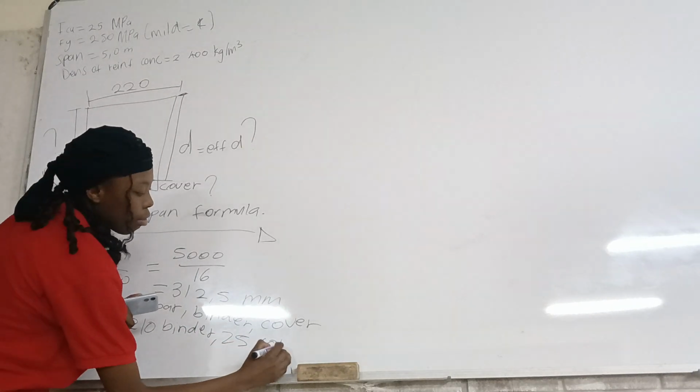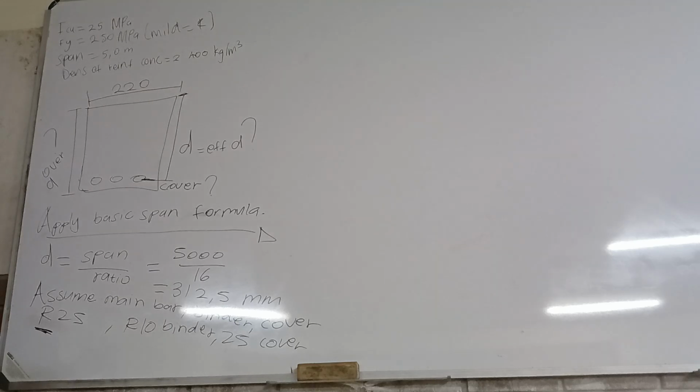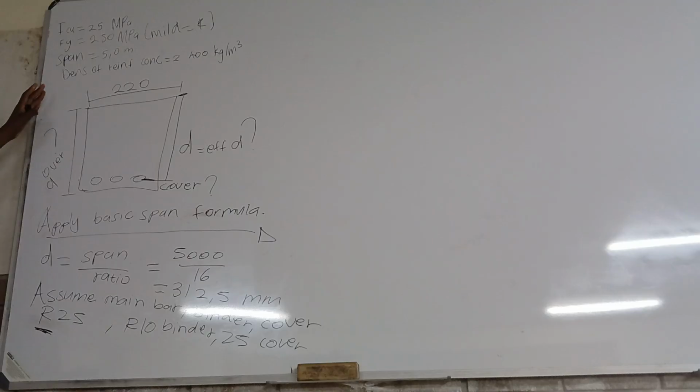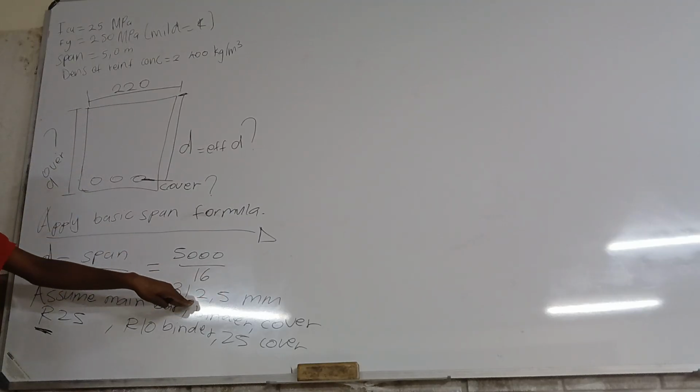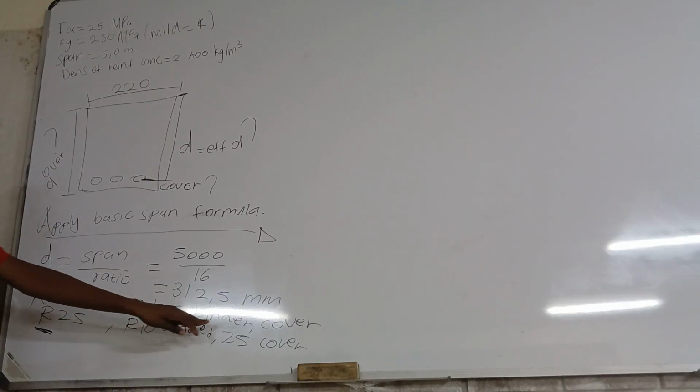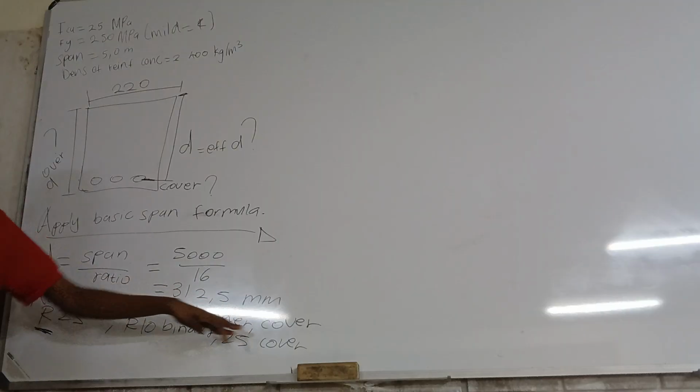And then what cover did you assume? 25. So the first step is to apply the basic span formula again. We get the effective depth by saying span divided by the ratio. The span is 5,000. The ratio you check on the table. Since the support condition is a simply supported beam, the ratio is 16. Next step is to assume. You assume three things: main bar, binder, cover.